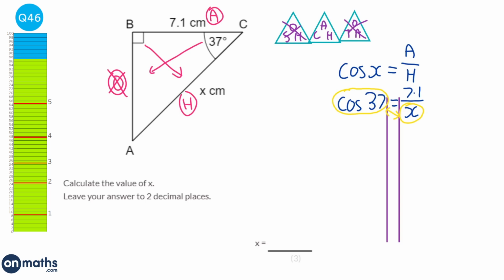So when we swap those over, we get x equals 7.1 over cos 37. When you type that into your calculator, just make sure you close the bracket. If when you type in cos it opens a bracket, make sure you close the bracket before you ask your calculator for the answer or press the equals button, and that would be 8.890 and so on, and when you round that to 2 decimal places it will be 8.89.